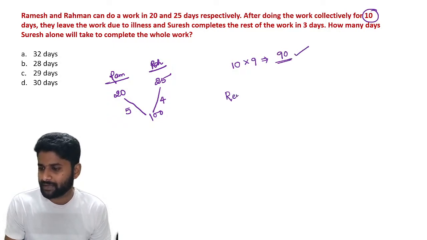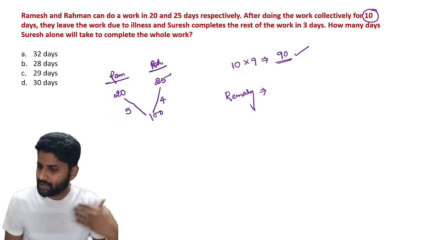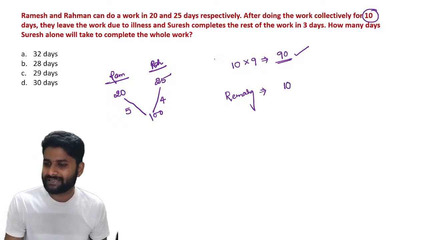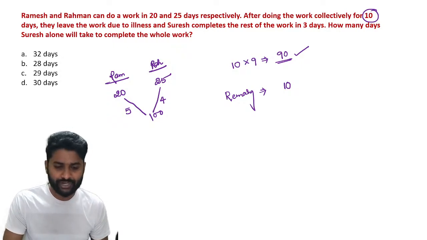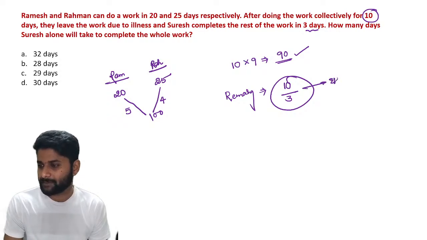So what about the remaining? Out of 100 units, 90 units are already completed by Ramesh and Rahman together. So what is the remaining work? 10. And these 10 units of work are completed because those two people are completely replaced with Suresh only. And Suresh takes exactly 3 days. So in 3 days, Suresh completed 10 units. So what about his efficiency? 10 by 3 units. So this is the efficiency.